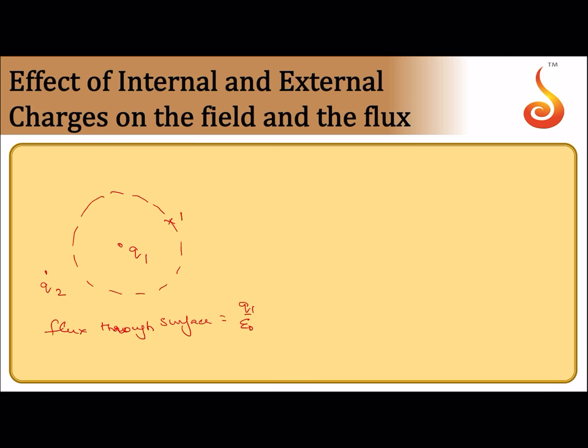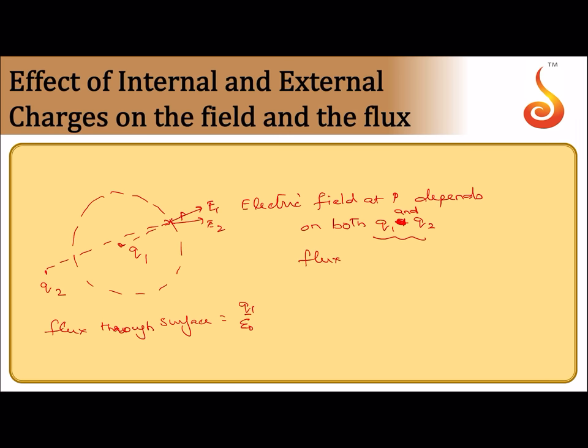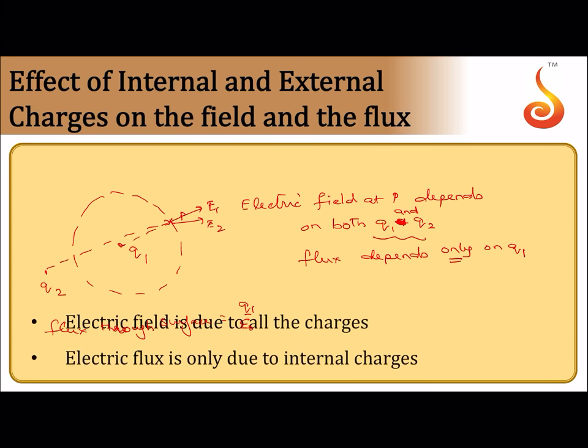But suppose I have a point P here and I ask about the electric field at P. Does it depend on Q1, on Q2, or both Q1 and Q2? From Q1 there is going to be an electric field E1, from Q2 there will be another electric field E2. Both charges will exert an electric field, so the electric field at P depends on both Q1 and Q2, whereas flux depends only on the enclosed charge, only on Q1. Flux doesn't depend on Q2, but the electric field depends on Q1 and Q2.